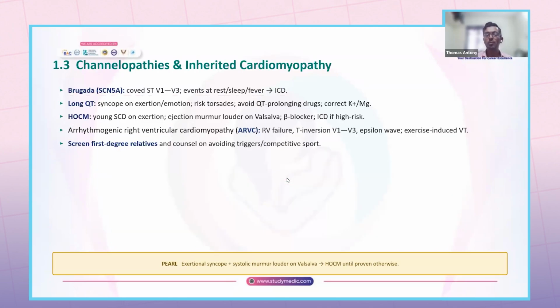So coming to channelopathies and inherited cardiomyopathies. We have a few channelopathies which you need to know, because one question would be from this for sure. I have not seen a question paper which is missing one of these. The most favorite question will be on HOCM. Coming to the first channelopathy, that is the Brugada syndrome. This is a sodium channel abnormality, with a mutation in the SCN5A gene.